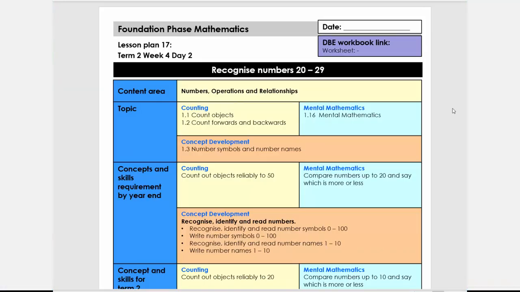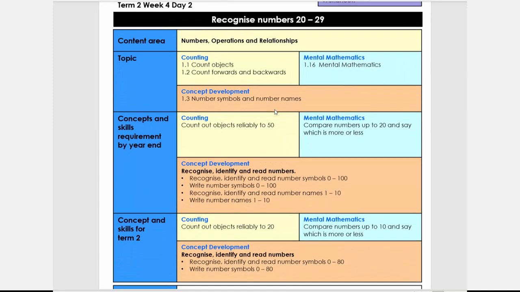Good day, everybody. Today we're going to do lesson plan 17, grade 1, term 2, and our topic is recognize numbers 20 to 29. Remember the focus on recognizing it. Here is then your link to the CAPS that you can pause and you can read through.